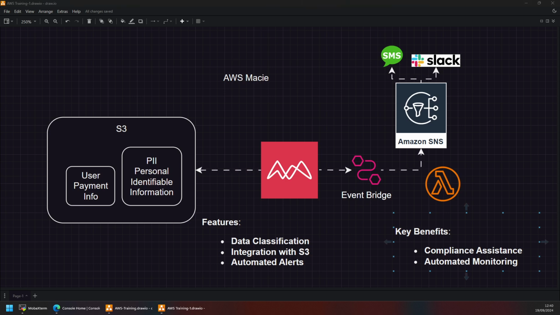In this video, we're going to talk about AWS Macie. Now, what is AWS Macie? AWS Macie is a data security service that uses machine learning to discover, classify, and protect sensitive data stored in S3. This is an exclusive service for S3. Macie does the data protection on S3. It helps ensure that sensitive information like personally identifiable information is stored securely.